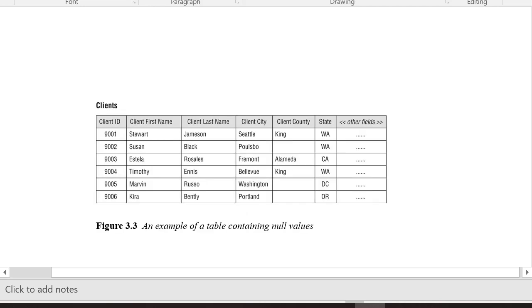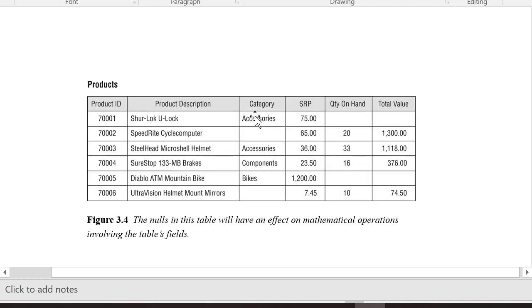I also want to go back and look at this null again that your book is talking about. So when you don't have information here, you've got null, just leave it blank. It means you don't know what the client county is. Now, in terms of being a text value, it's not going to affect your calculations any. But null on the numeric type of field, that's going to affect what you're looking at and the results you get out of your queries.